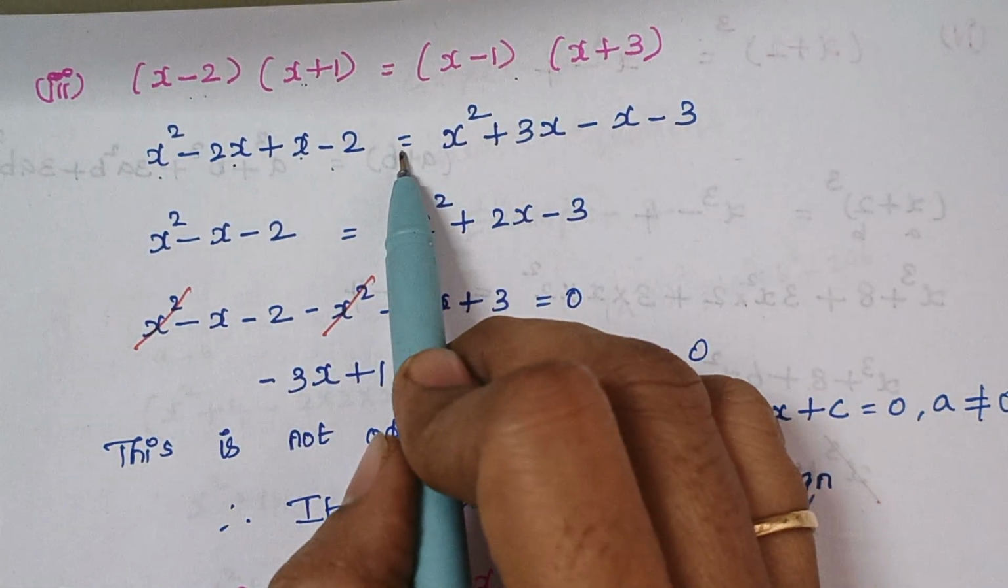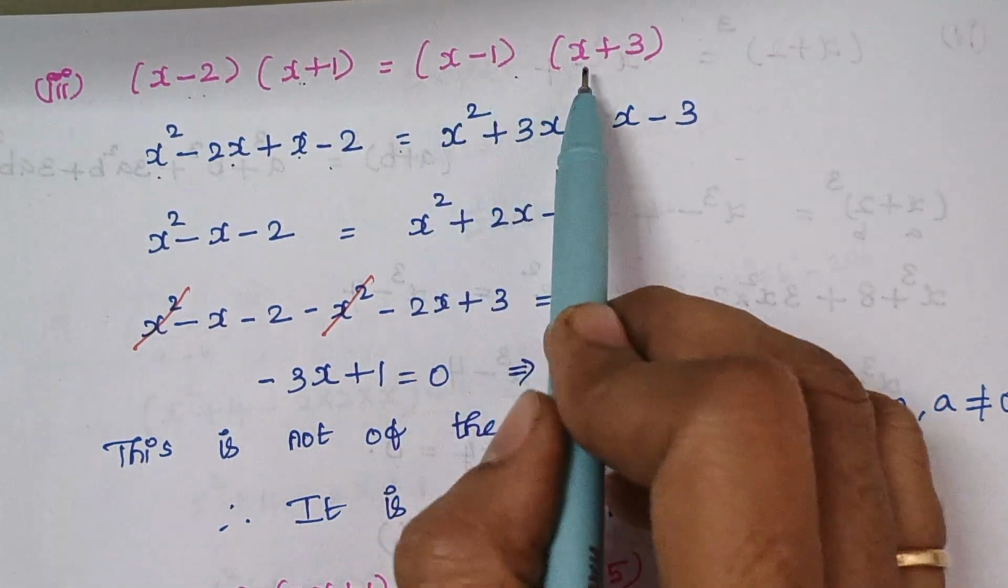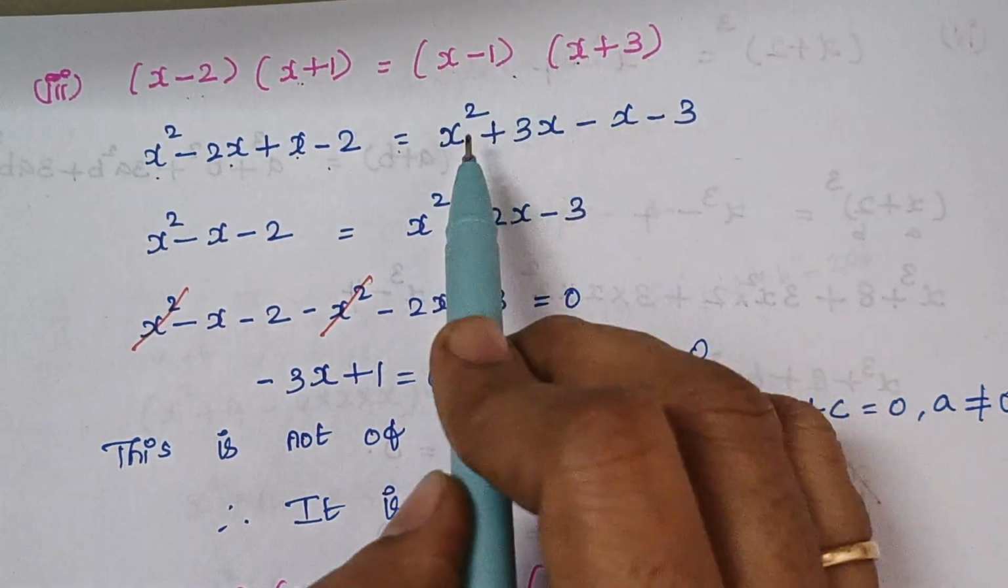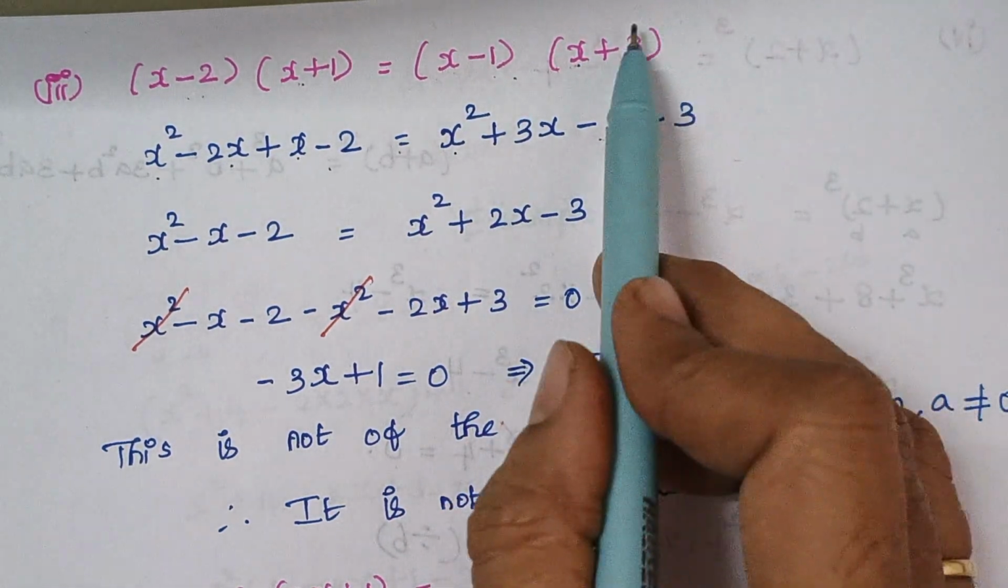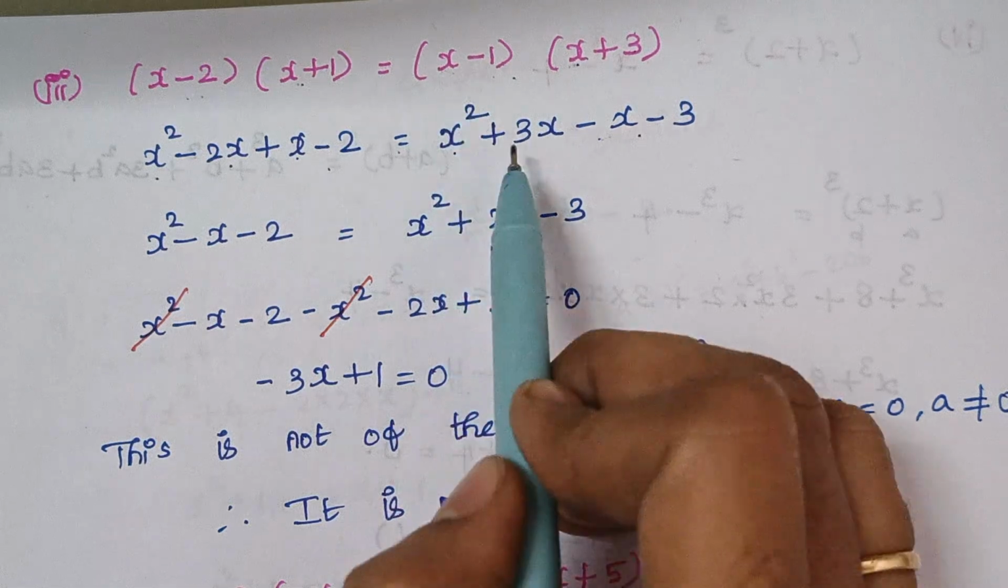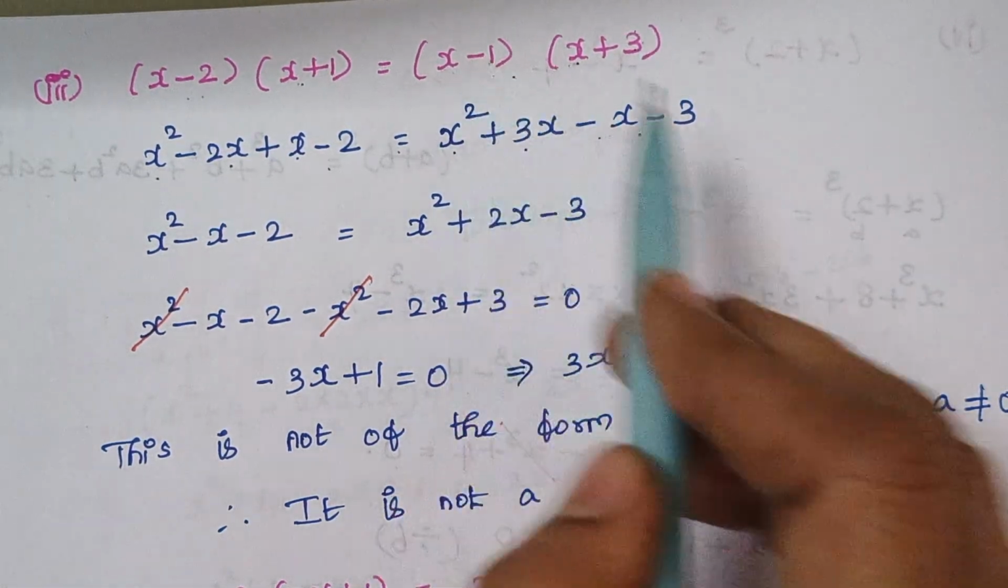So which is equal to, again I am going to multiply this term with x. So x into x, x square, minus 1 into x, minus x. And when you multiply with 3, 3 into x, 3x, and 3 into minus 1, minus 3.